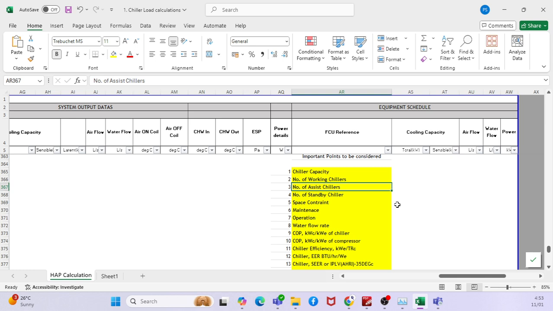With five chillers, any one can be the assist chiller, any one can be standby, and any one can be duty. It doesn't mean that one chiller is only the assist. Not like that. When we say 4+1, we mean 4 duty and 1 standby. Anything can be duty, anything can be standby. That is the way it operates.